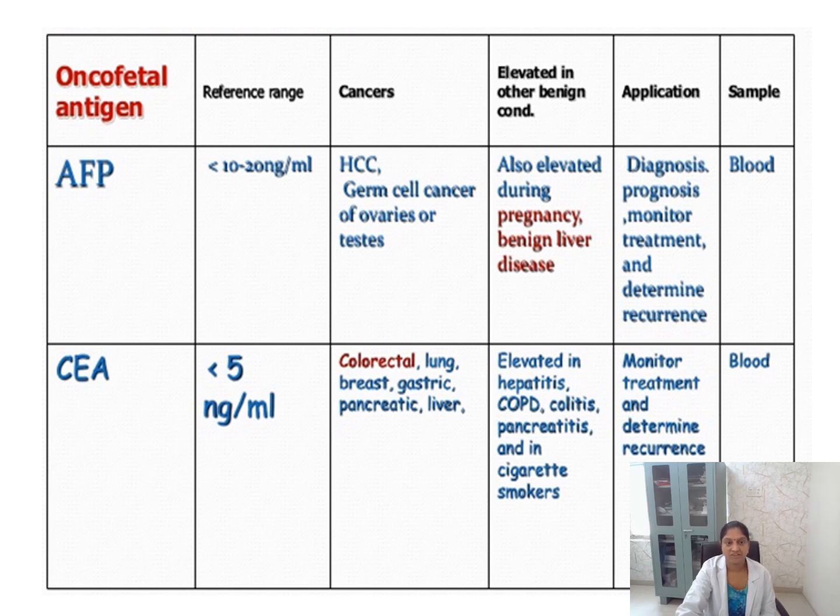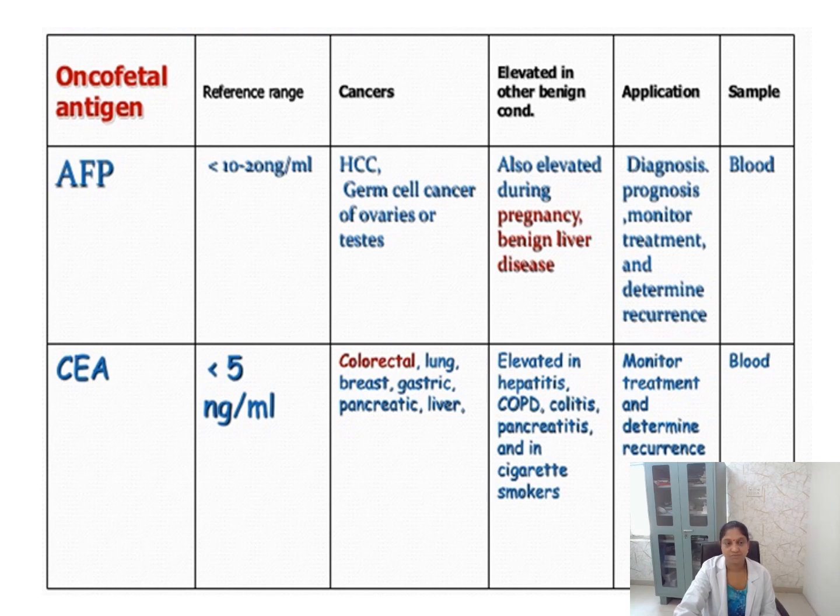Oncofetal antigen AFP is raised, and its reference range is 10 to 20 nanograms per milliliter. It is seen in cancers like hepatocellular carcinoma and germ cell cancers of the ovaries and testes. It is also elevated in other benign conditions like pregnancy and benign liver disease.